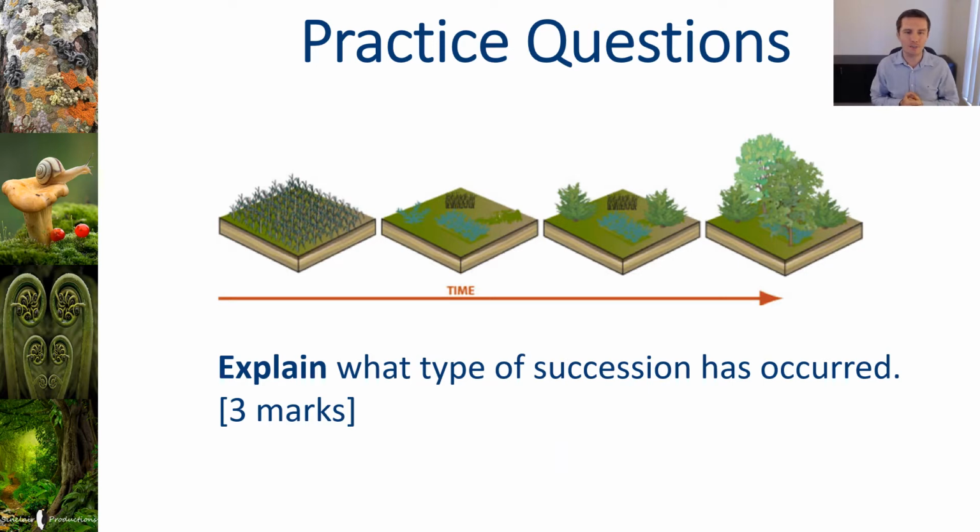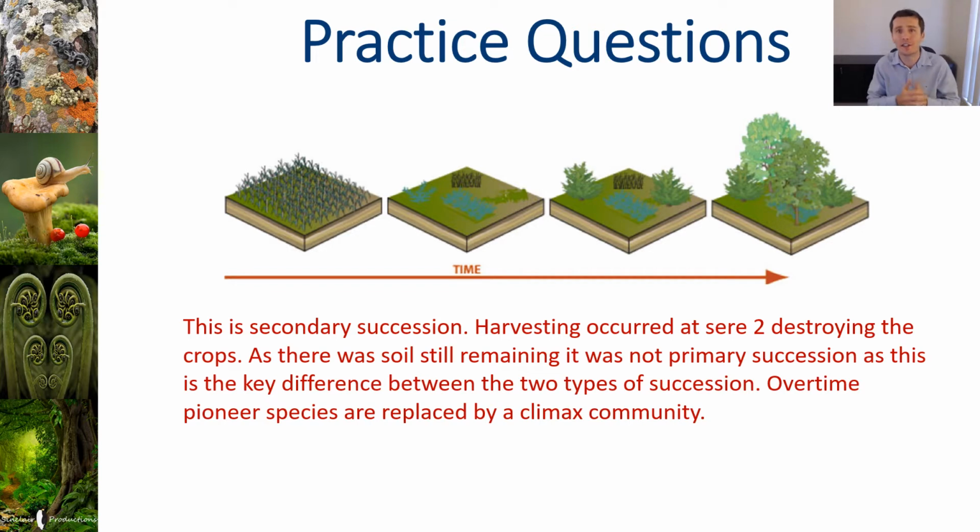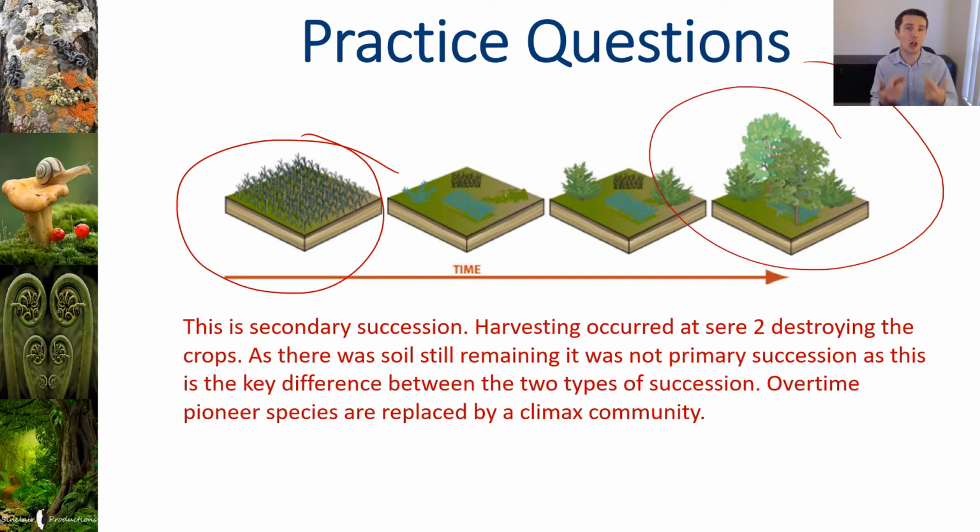The second practice question is explain what type of succession has occurred here. So again, pause the video, have a go yourself, and I'll go through the answer. So the type of succession that has occurred here is secondary succession. And we can see that initially, if you look, we've started with plant material. It's not bare ground or rock or soil, so you know straight away it's secondary succession. So here you've got these crops. They've been harvested, so this stage 2, destroying the crops. As there is soil remaining, it is not primary succession, as that's one of the key differences between primary and secondary succession. In secondary succession, you have soil present, whereas in primary, you're starting from bare rock. So over time, pioneer species are replaced by other species, and eventually you end in a climax community.